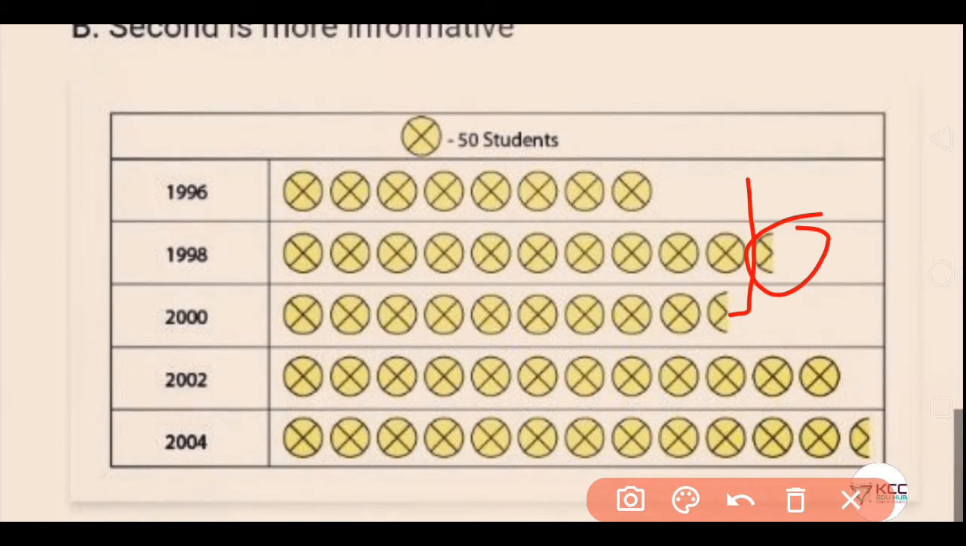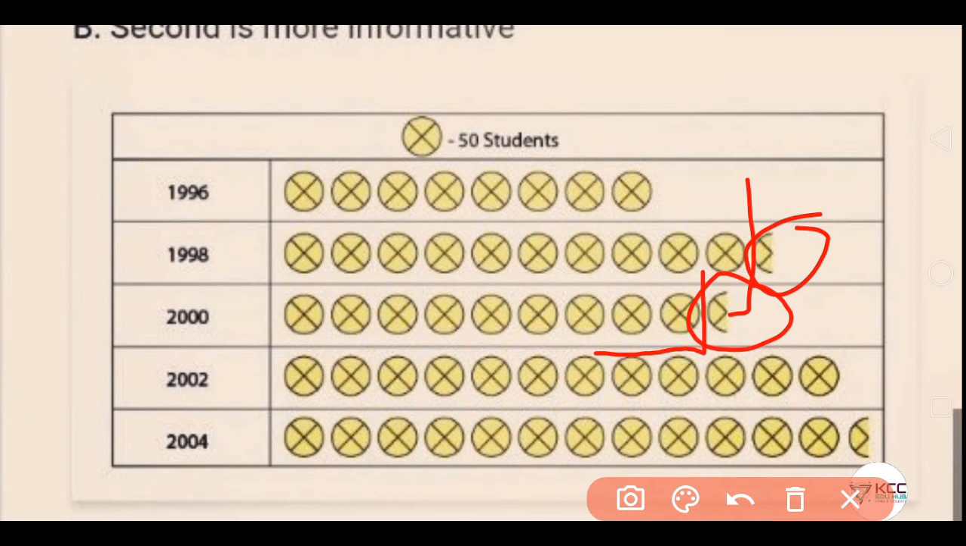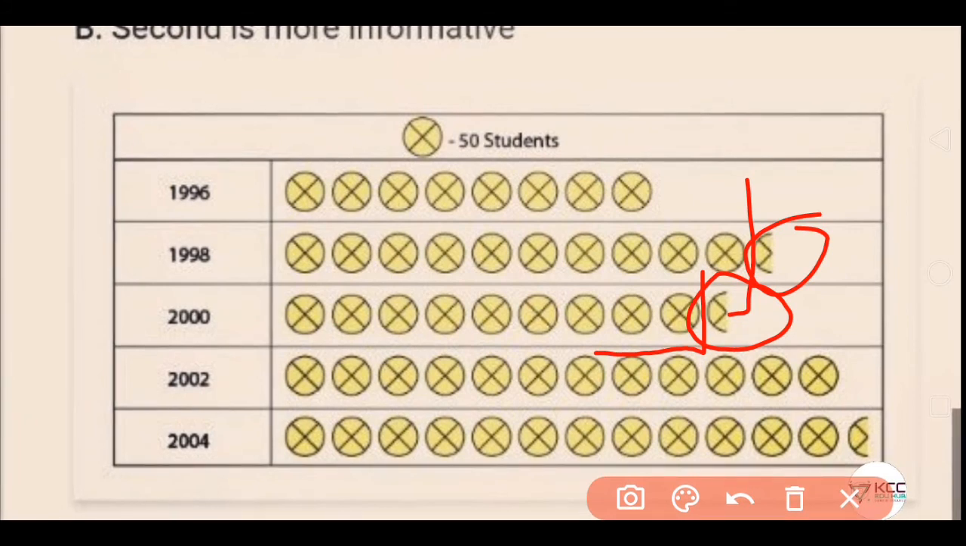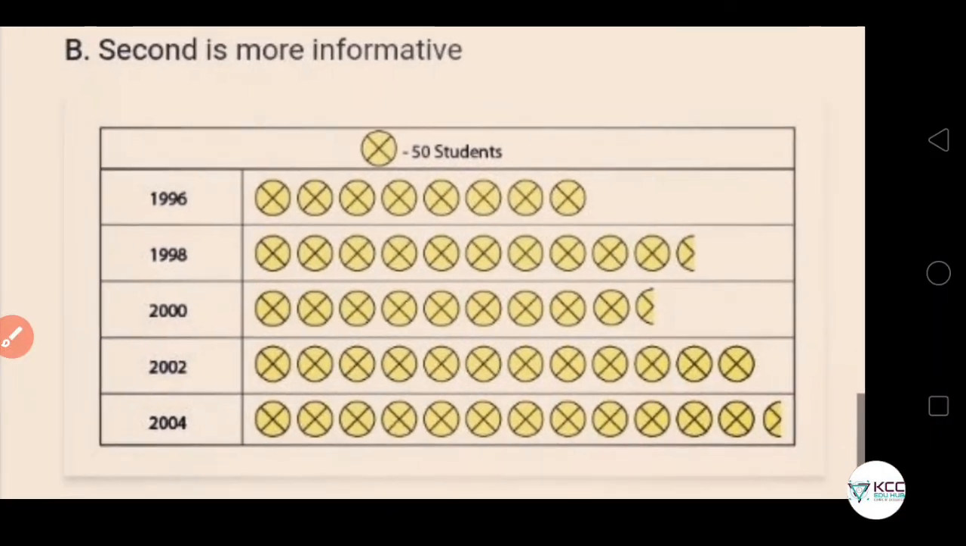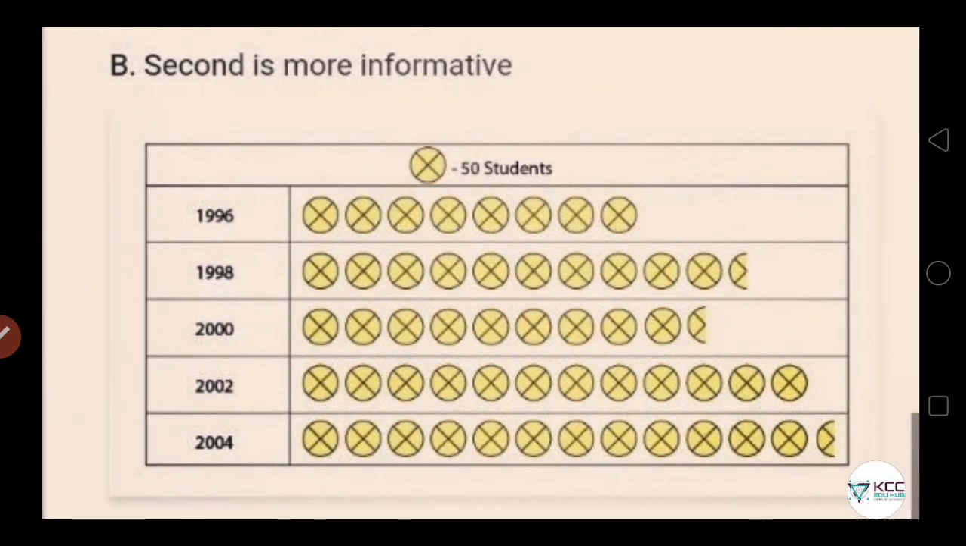In 2000, 472 is there, which means 450 we want. So 450 means 9 symbols and 1 half. In 2002 there are 600, so for 600 we draw 12 symbols, 12 5s are 60, and for 623 we draw 12 and a half. So the second is more informative.